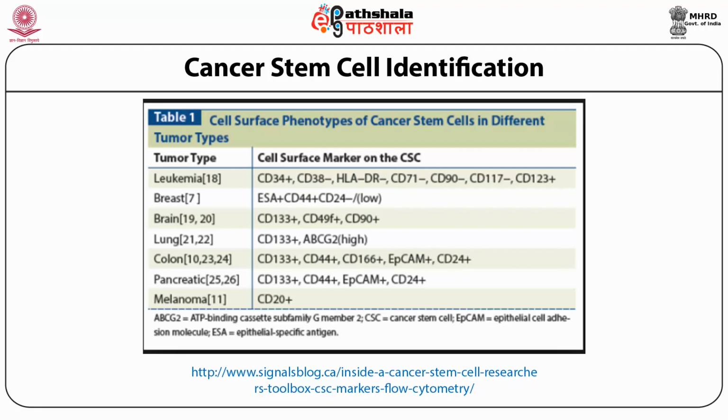In addition, the CD or the cluster of differentiation can also be used in differentiating different types of cancer stem cells based on their origin. For instance, CD34 positive, CD38 negative cells mostly constitute the leukemic cells. CD133 is a common marker present in the brain, lung, colon, and the pancreatic cancer stem cells.